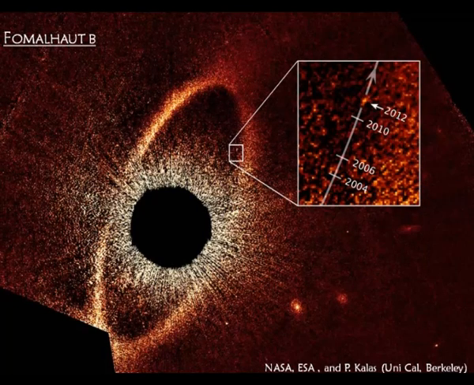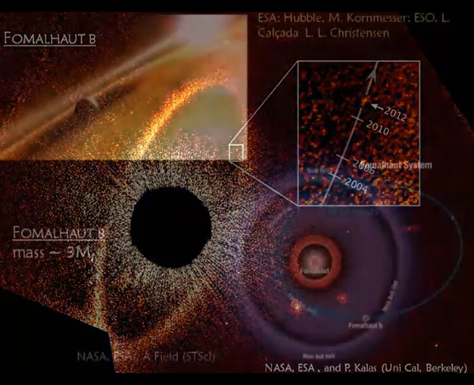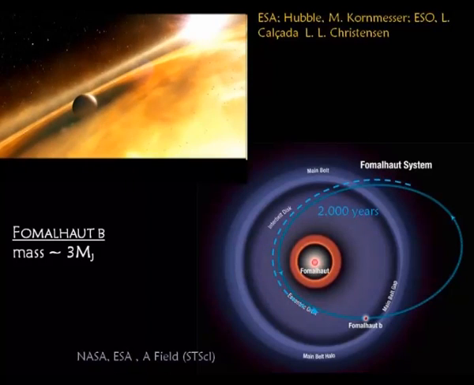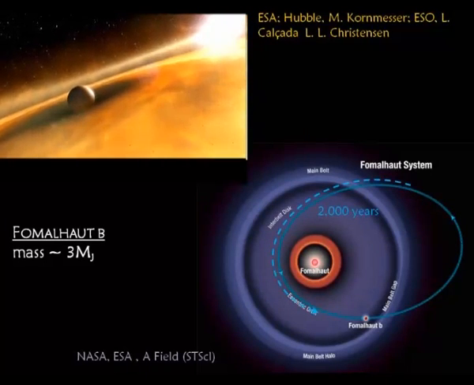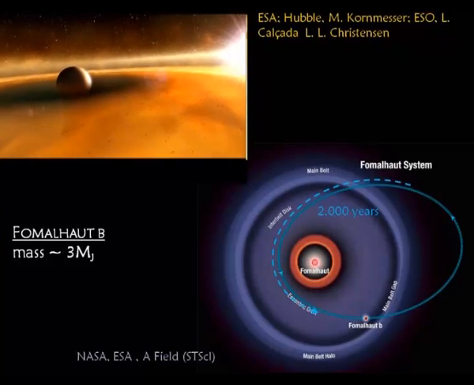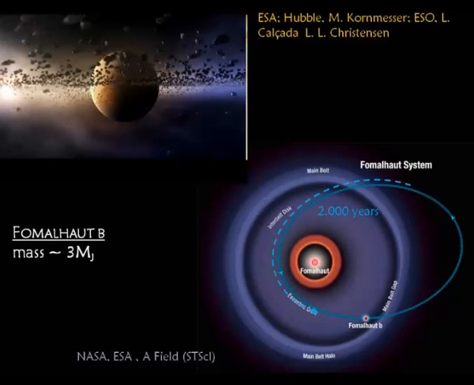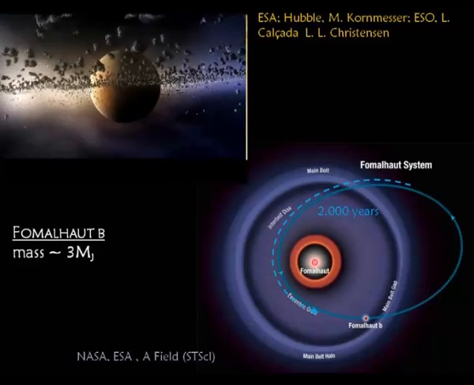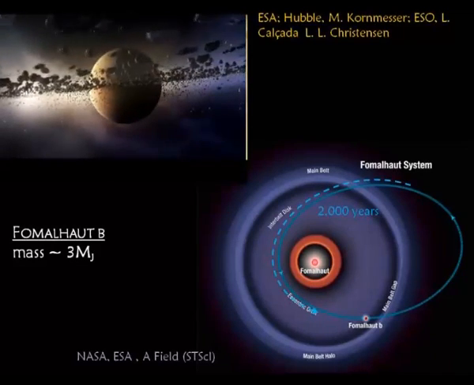So you have a giant planet. It's about 3 billion kilometers in from the disk. And if you plot that orbit, it's got a very elliptical orbit, perhaps taking about 2,000 years to go around. And perhaps the gravity in it is shaping the very sharp inner edge of that disk.